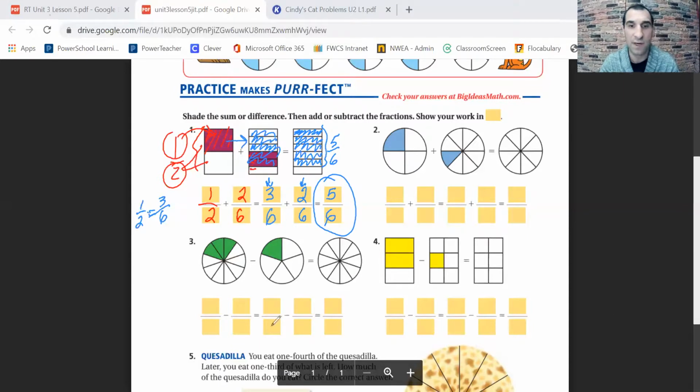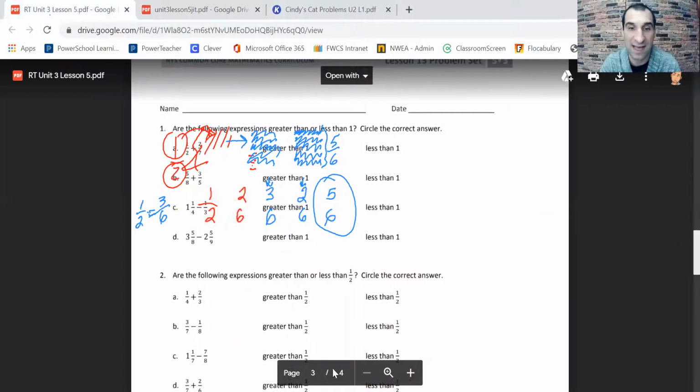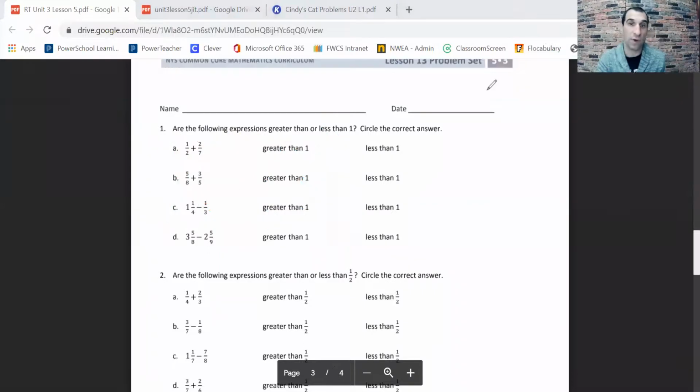Now I want to do a couple of quick problems with you to think about these fractions as a whole and to mentally be able to do fraction work in your head. So think about if the fractions that I'm adding are greater than 1. Are they going to be more than a whole or less than a whole, less than 1? So think about the fractions 1/2 plus 2/7.